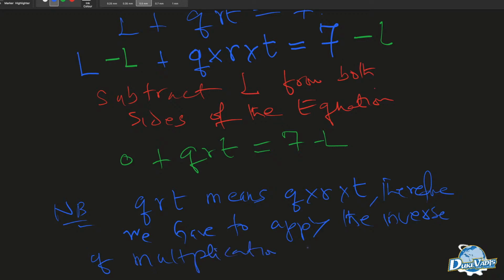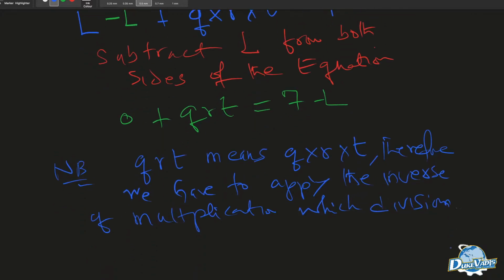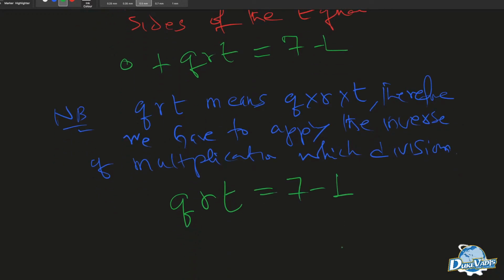So the inverse of multiplication is division. Now we can see that our equation, instead of saying L and so on, is QRT equal to 7 minus L. So we have to divide both sides by QR.